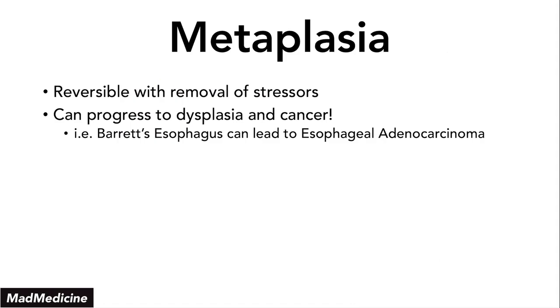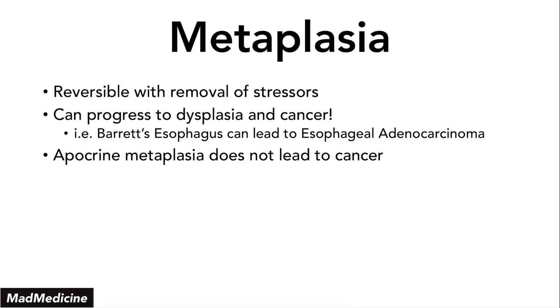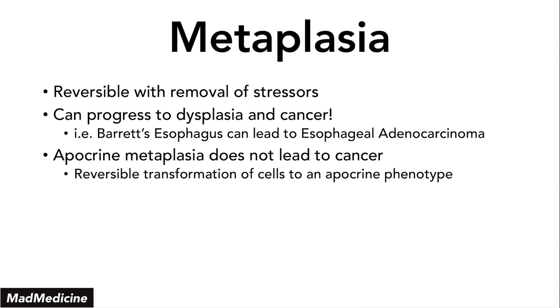Now, one thing to remember is apocrine metaplasia. Apocrine metaplasia is not going to lead to cancer because this is a type of metaplasia where you have reversible transformation of cells to an apocrine phenotype. And the common example would be fibrocystic changes in our breast, right? Of course, this is a metaplastic change because the type of cell is actually changing into an apocrine type of cell, an apocrine phenotype, but there is no association with this type of change leading to cancer.